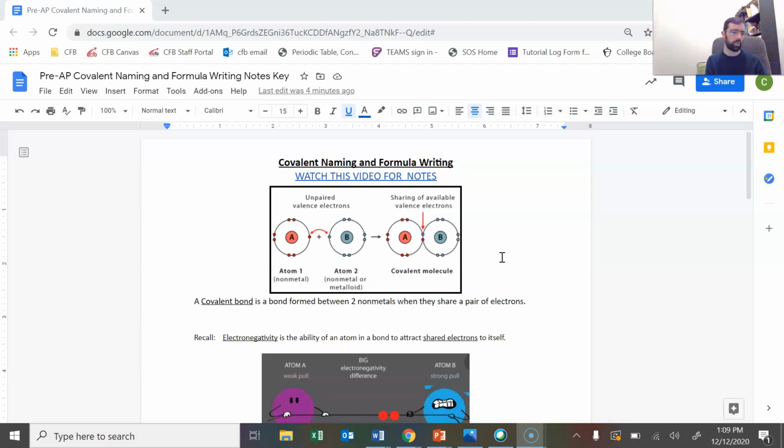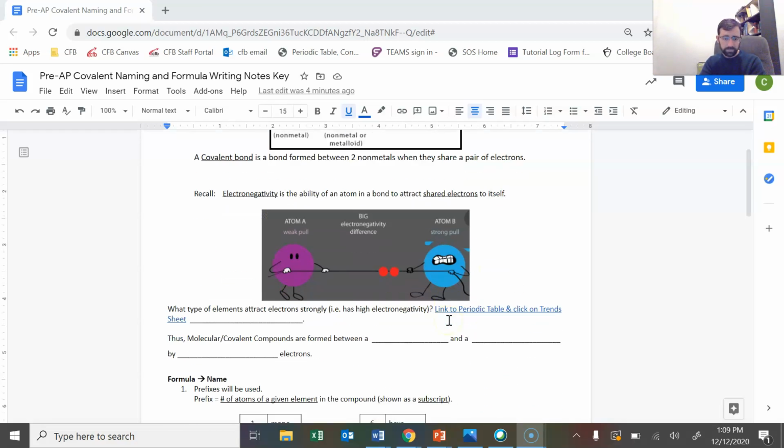First of all, let's review what they are. A covalent bond is formed between two nonmetals when they share a pair of electrons. So you start out with atoms that have unpaired electrons, and they get close enough to each other that they can combine those electrons and share electrons so that they both have 8 valence electrons.